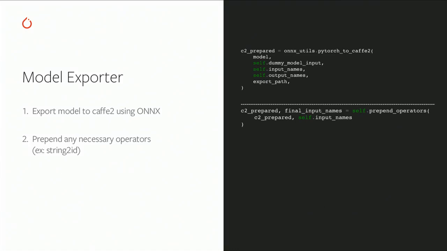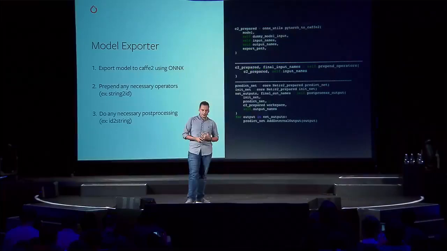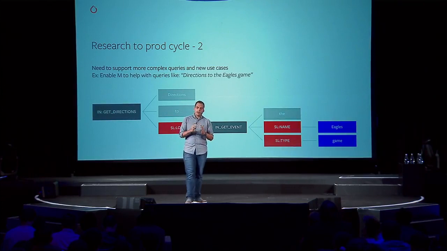We do two kinds of post-processing. The first one is we prepend any necessary operators for doing numericalization. So the model expects numbers, but the client is sending strings, so we add the operators to convert that. And similarly at the output, the model output is numbers, but the client is expecting strings, so we do that denumericalization here also. So now we have gone through a full loop of going from an idea to production.